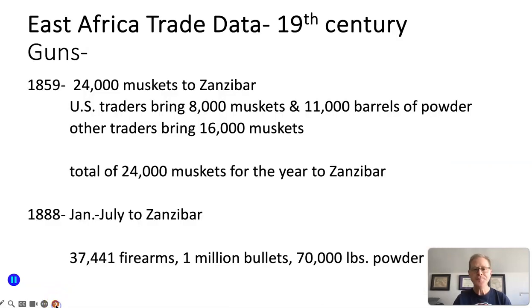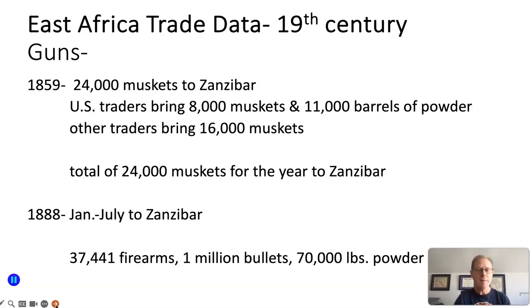All right. Now, one of the other major imports was guns, as I mentioned earlier, and Reed talks about this, which is going to result in a lot of violence in the East African interior. So that's another difference from West Africa. East Africa is going to be a lot more violent, and it's going to be fueled by this gun trade.